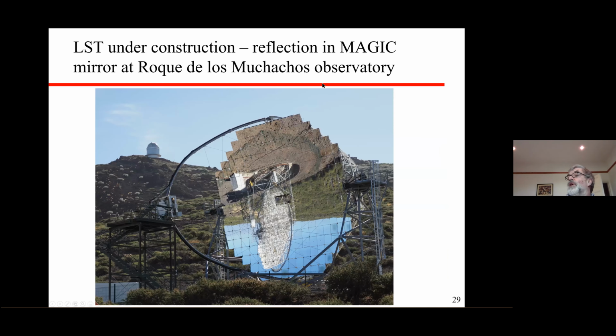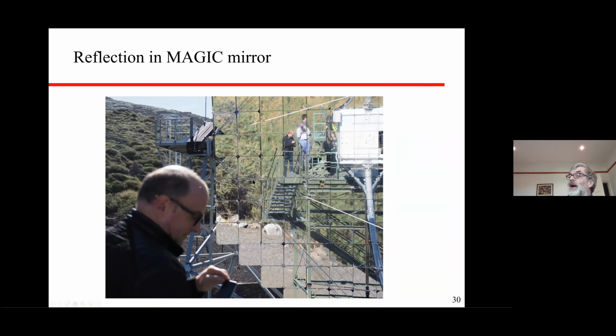Here's a picture that I took a few years ago of the construction of the prototype large-size telescope on La Palma at the Roque de los Muchachos Observatory. So this is the MAGIC mirror, and reflected in that mirror, you can see the construction of the large-size telescope going ahead. Oh, sorry, no, before we do that, this is me standing on the platform with the MAGIC camera. That's me there taking a picture of myself and some of my colleagues reflected in that mirror.